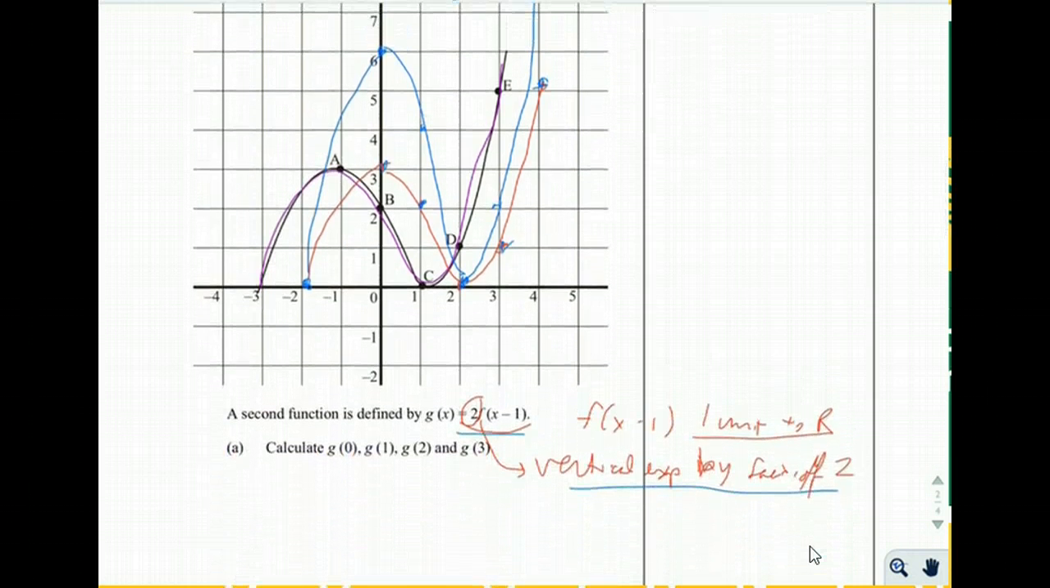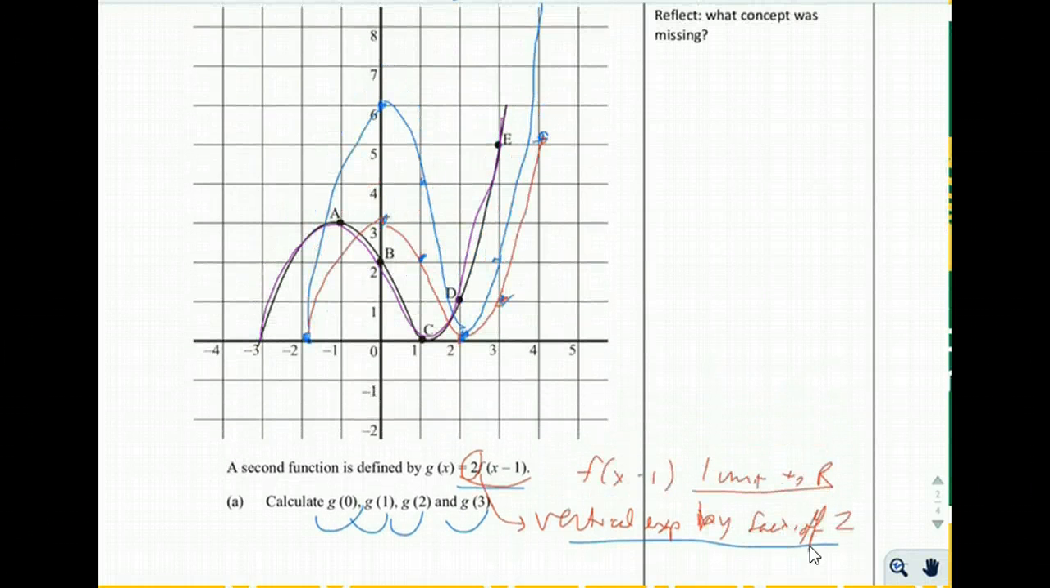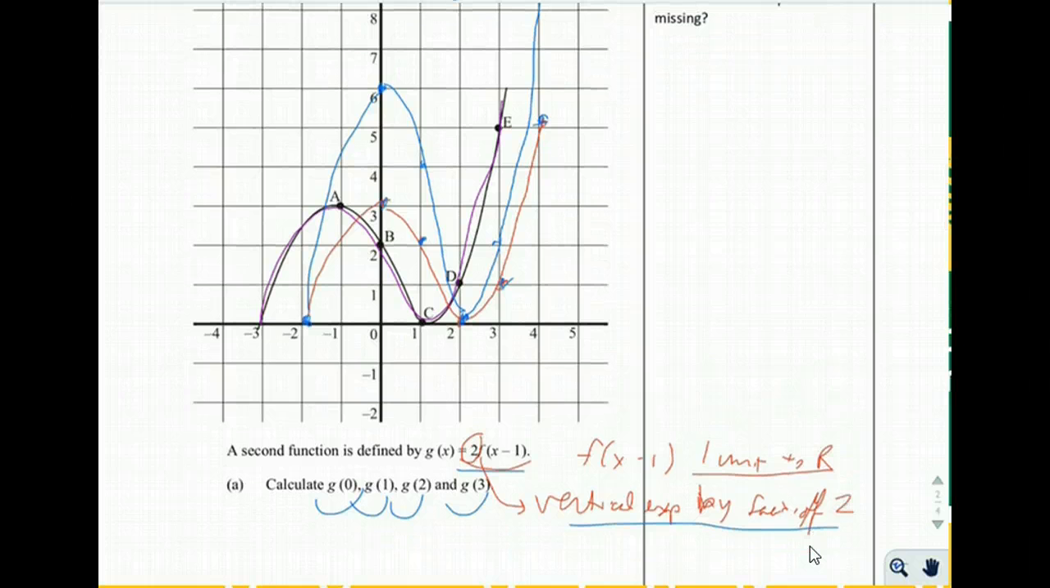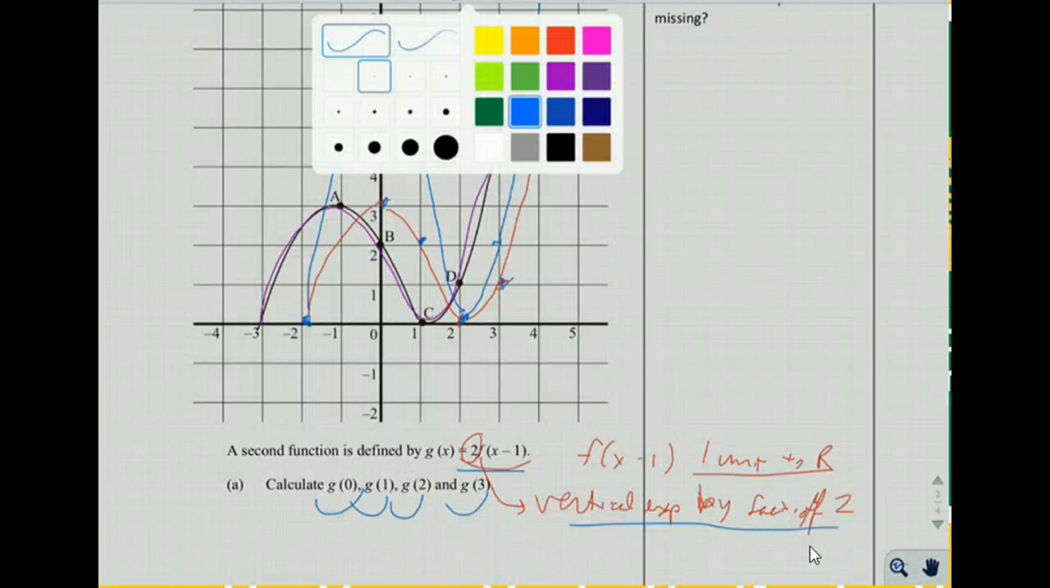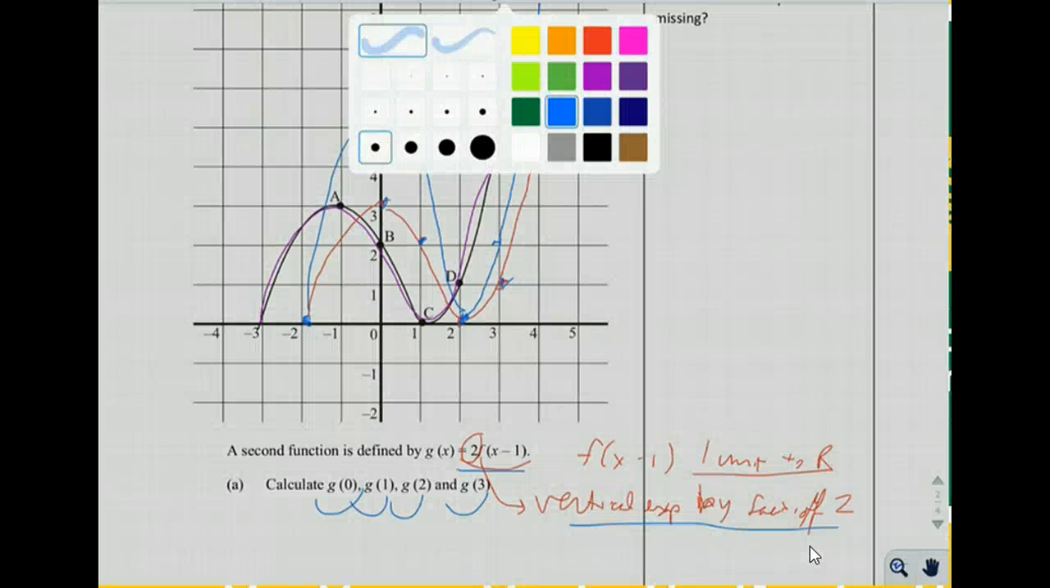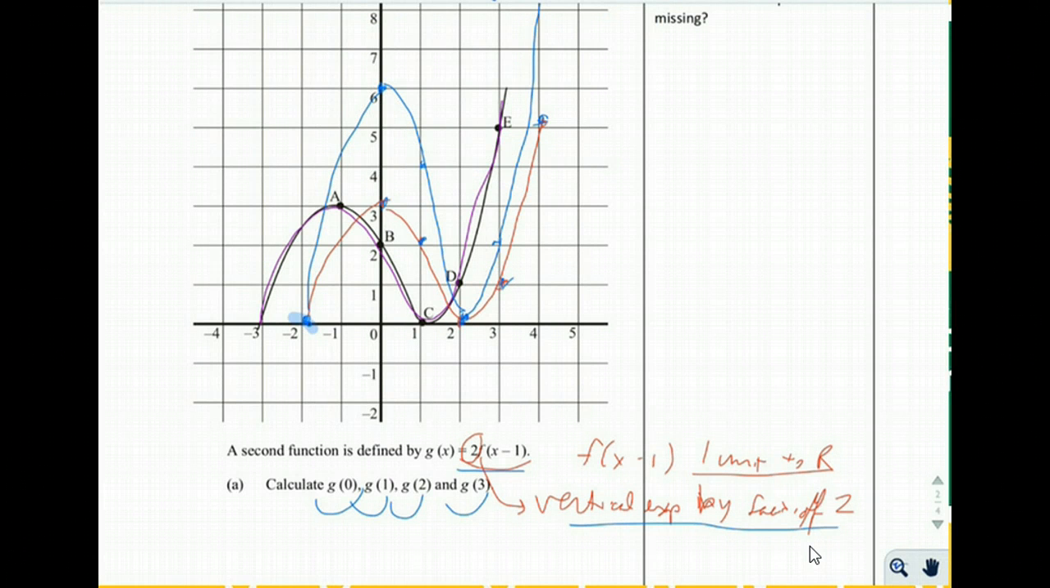Then we're supposed to calculate the values for g of 0, g of 1, g of 2, and g of 3. So that would be the following points here. I'll mark them with this blue pen. G of 0 would be that one. G of 1 would be this one. G of 2 would be that one. G of 3 would be that one. And g of 4, there is no g of 4.